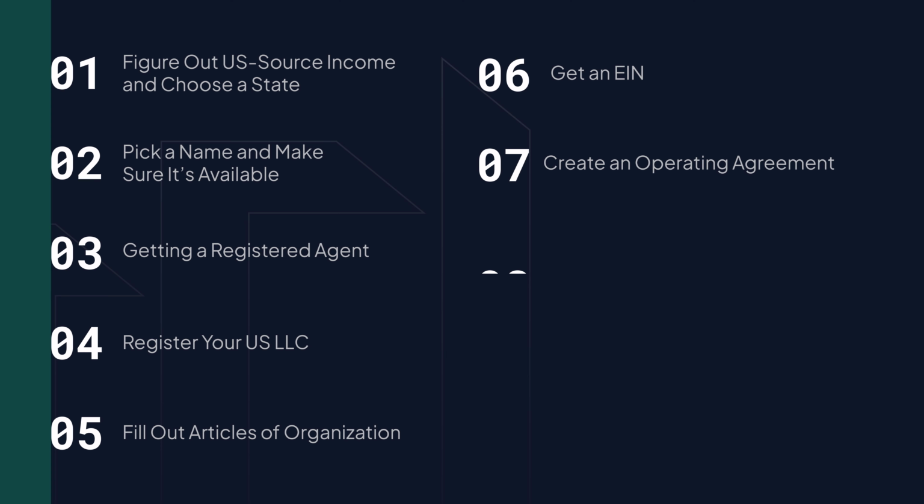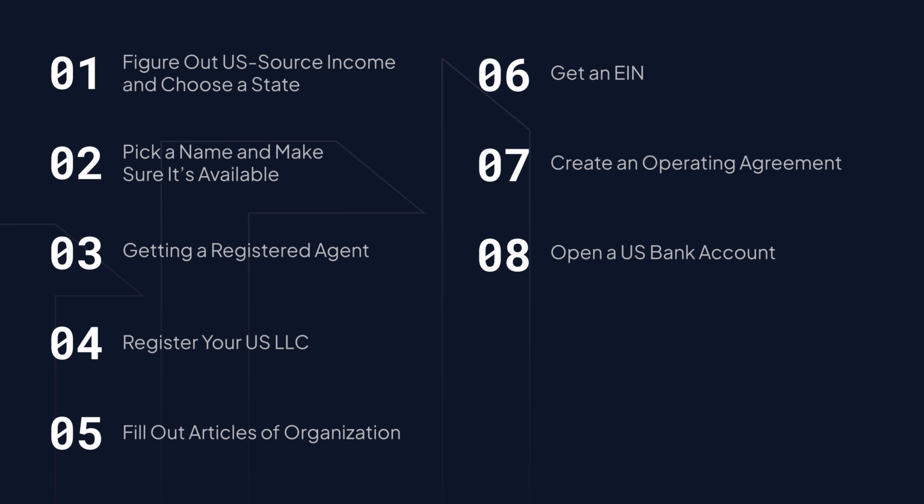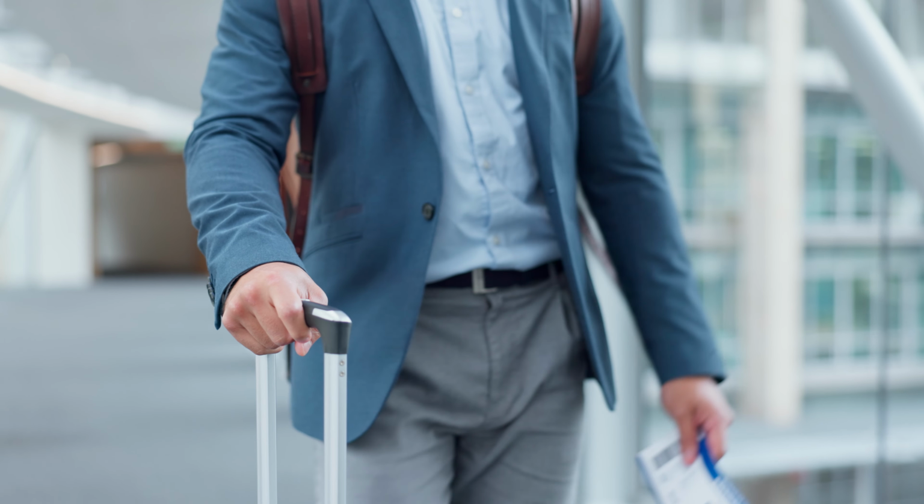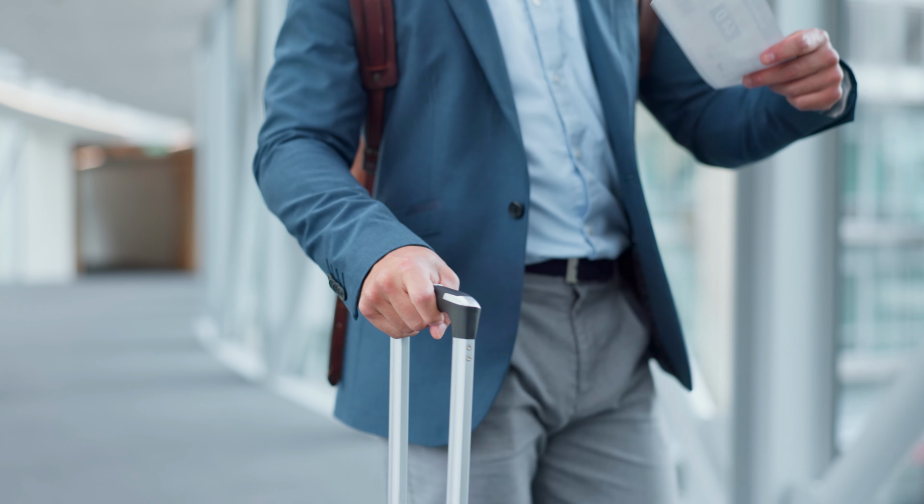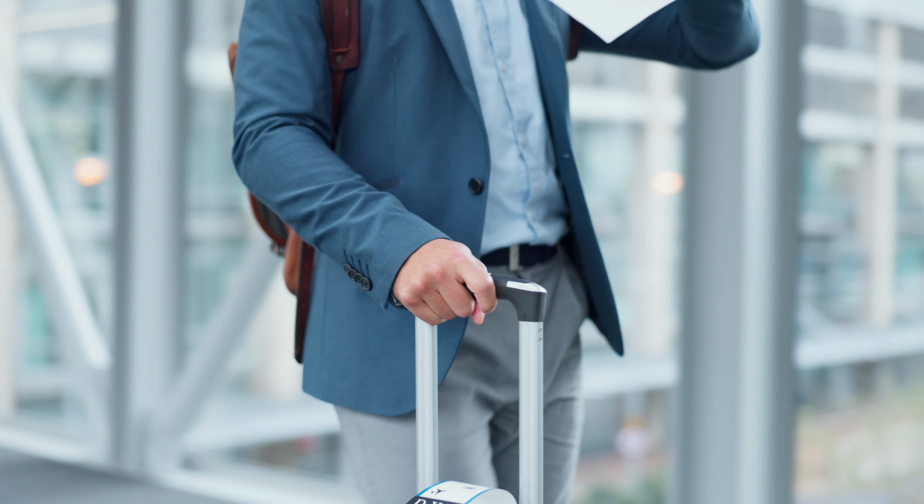Step number 8, opening a US bank account. Once you get your EIN, it's time for step number 8, opening a US bank account for your business. There are 3 ways to do this. The first one, we call the old-fashioned way, involves packing your bags, getting all the documents ready, and traveling to the US to have an in-person meeting at the bank of your choosing.